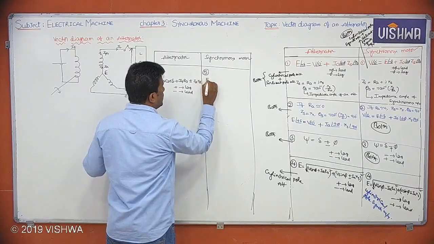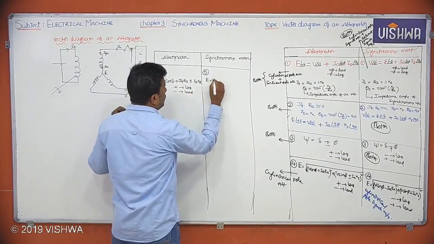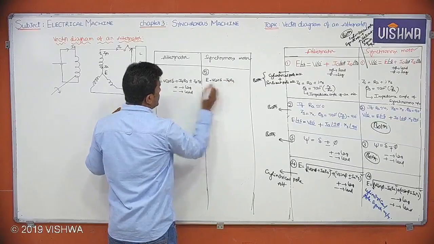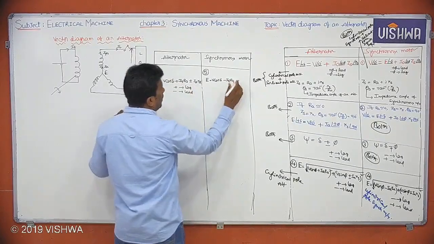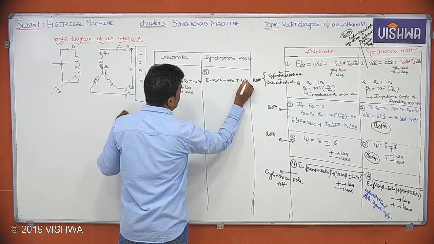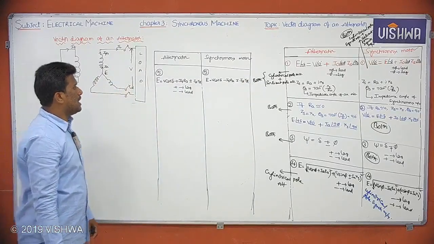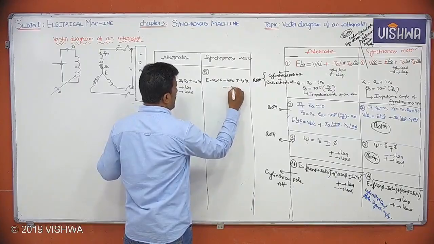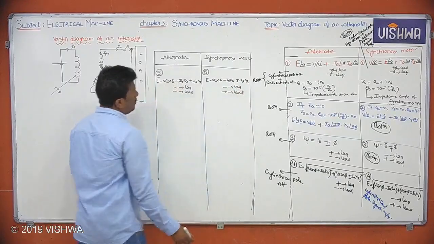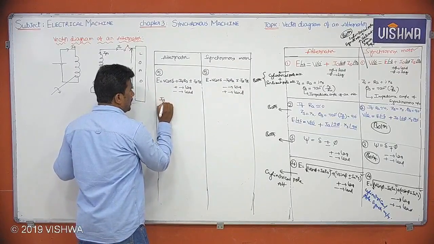So please try to see, always try to compare and you can remember forever. E equal to V cos delta minus IQRA. This plus becomes minus: E equal to V cos delta minus IQRA minus R plus IDXD, where minus is for lag, plus is for lead. Okay. In this, ID means what?